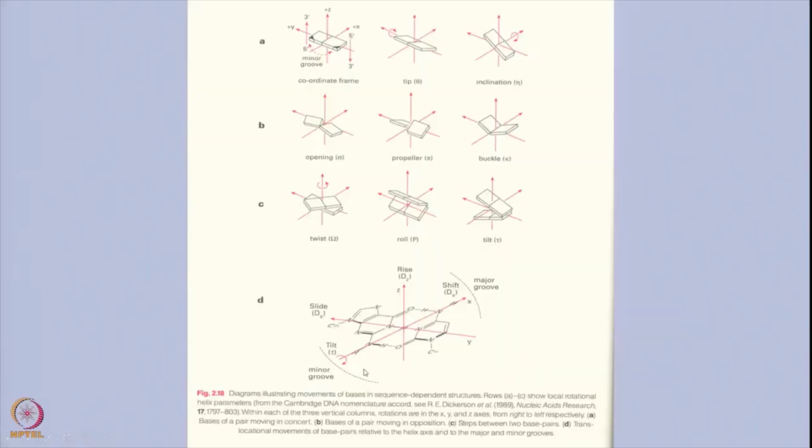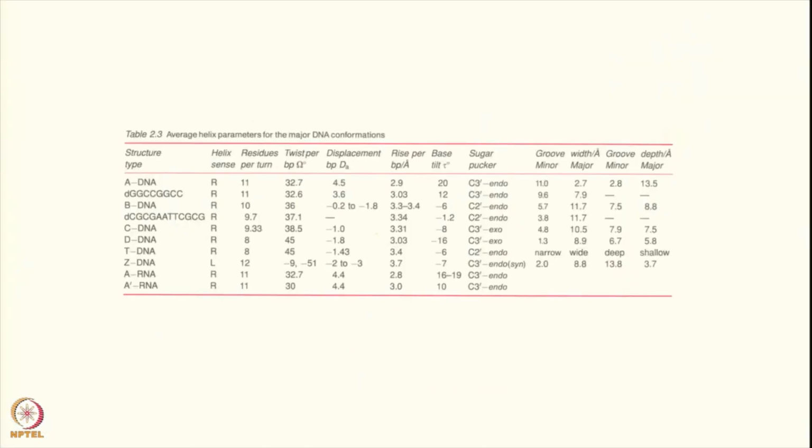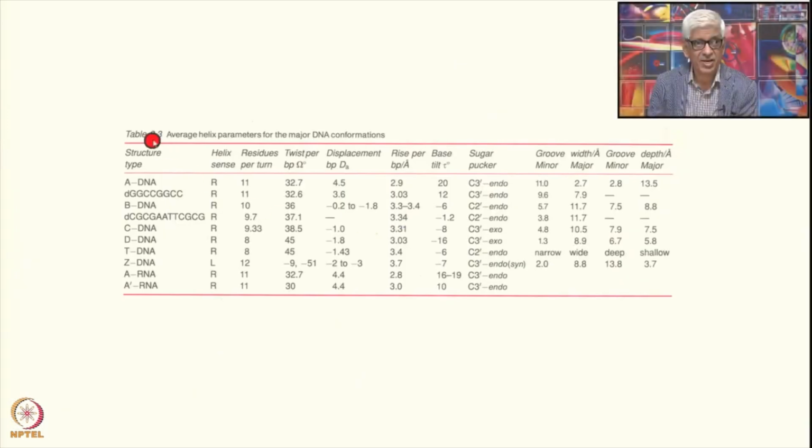All this information has come because one could obtain high resolution structures of small DNA segments, and this is taken from this paper of R. Dickerson. This was published in 1989. So this is the description of the individual base pairs here, average helix parameters for the major DNA conformations. We need not go into the details of these numbers here, but this is an indicator as to what sort of values are there for the different parameters characterizing the DNA structure in the different DNAs.